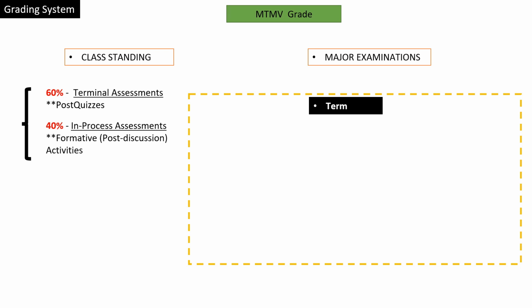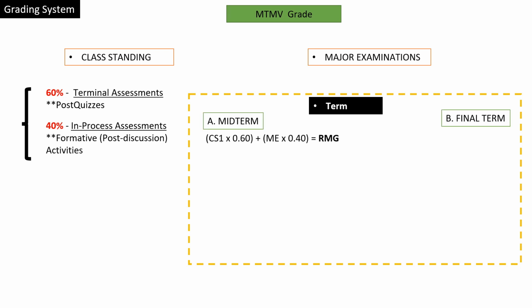Now, for major examinations, syempre per term, meron tayong dalawa. Isa sa midterm at isang final major exam. Okay? Ayan. So, sa midterm, ganito yung magiging computation natin. Class standing times 0.60, meaning this will be a 60% ng inyong midterm grade plus midterm exam times 0.40. So basically, 40% would come from your midterm exam. That will be your raw midterm grade.